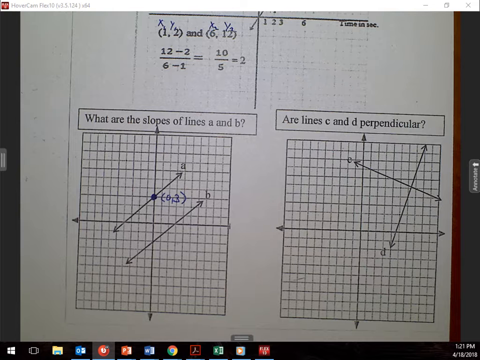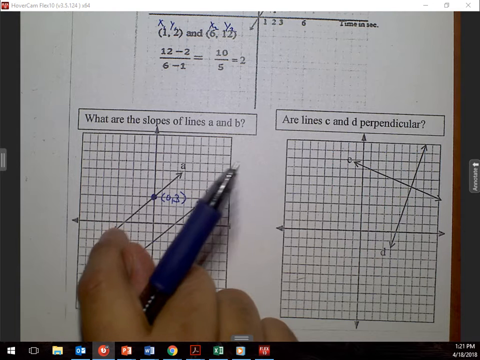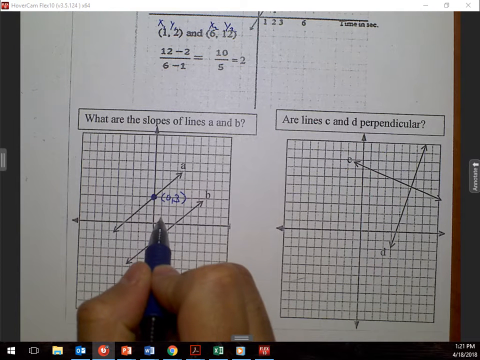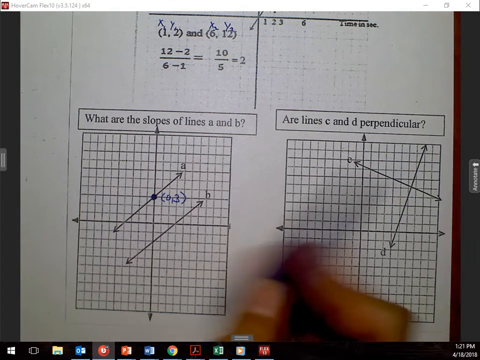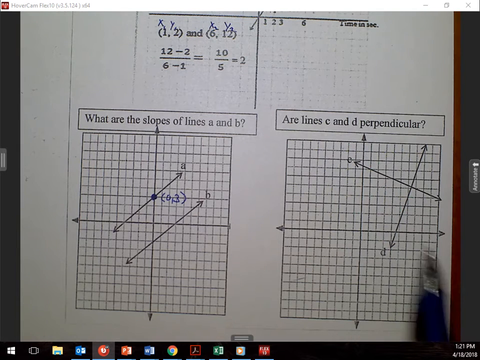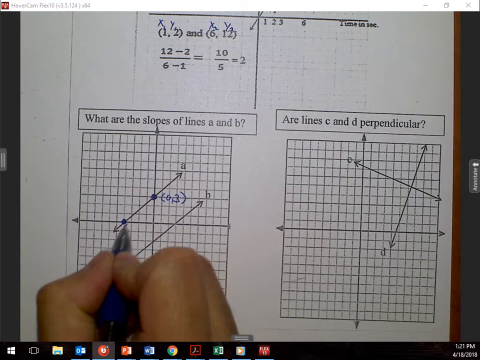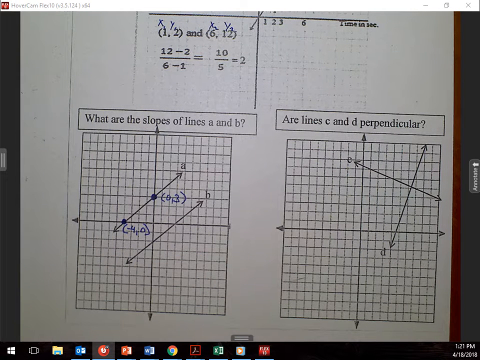See this? This is line A, right? I need another point on here. It's not really going to be 1, 4 here. It doesn't go through exactly. It's slightly off. Negative 4, 0. That's another good one right there.